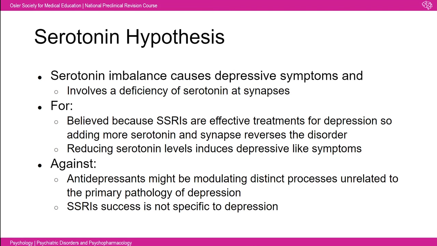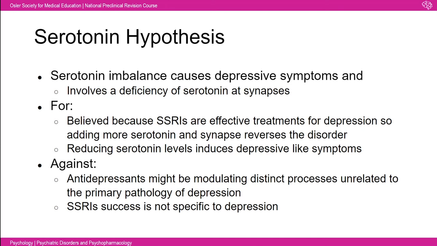The argument for this is that the selective serotonin reuptake inhibitors, or SSRIs, are really effective treatments for depression. So the idea is that by adding more serotonin at the synapse, that reverses the disorder, and therefore there must be too little serotonin there initially, and that's why this fixes it.